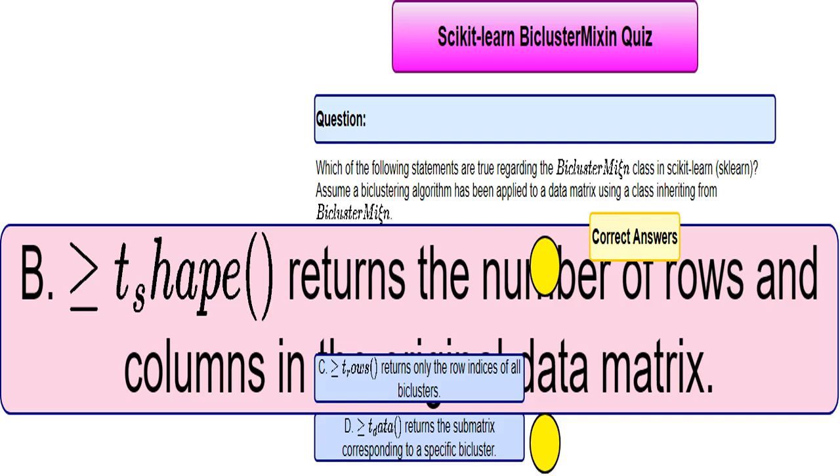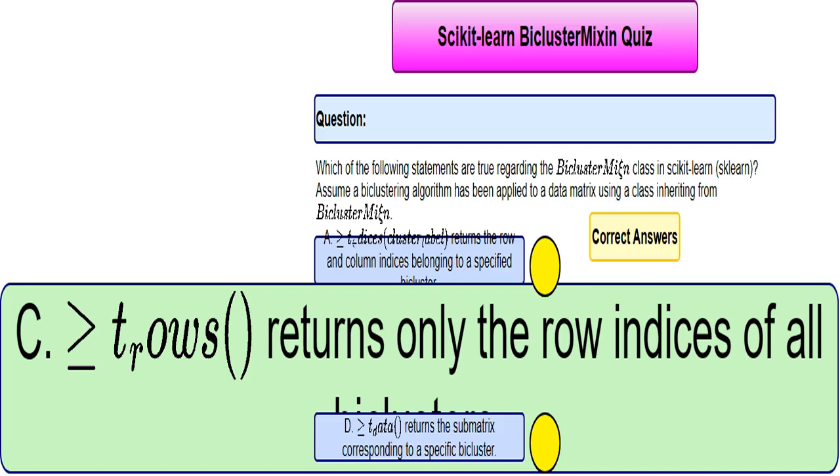Option B is supposed to provide the dimensions, rows and columns, of the data. However, it's important to note that this might refer to the original data or the resulting biclustered data. We'll need to double-check the documentation to be sure. Option C is about row indices, but the crucial detail here is only the row indices of all biclusters. This is where it might be incorrect. It's more likely that it returns the rows for a single, specified bicluster.